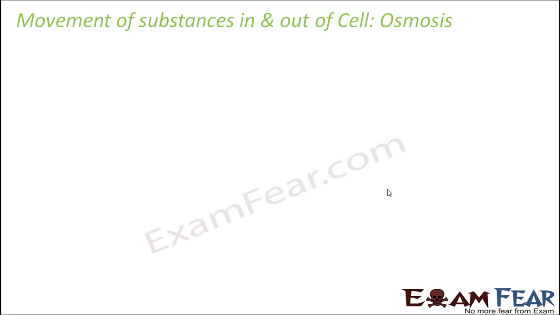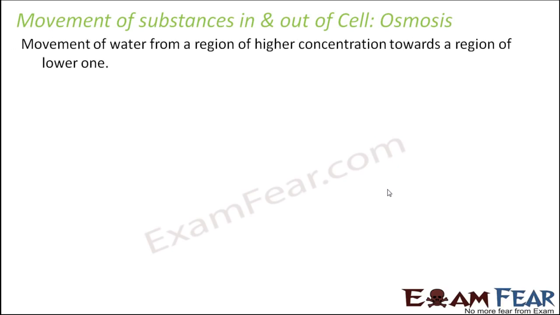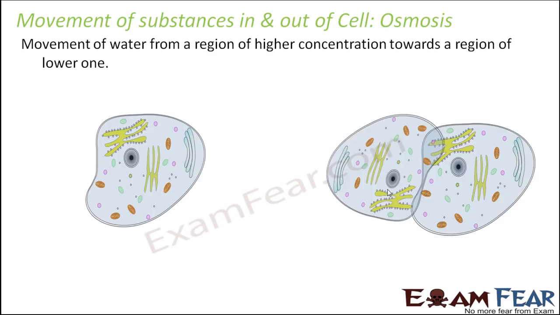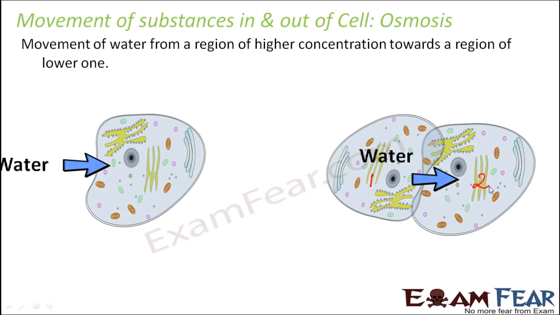Now let us look at the process of osmosis. The concept of osmosis and diffusion is all the same, except that osmosis talks only about the movement of water. So the movement of water from a region of higher concentration towards a region of lower concentration is osmosis. Here also, if the concentration of water is higher outside, it will start moving into the cell. Similarly, if the concentration of water in cell number 1 is more, it will start moving into cell number 2.